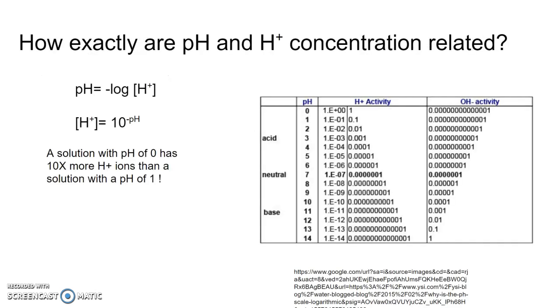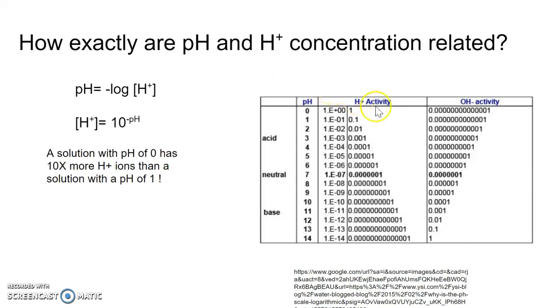Okay, so now that I've said that, let's talk about how pH and H plus concentration are related. These two formulas you should definitely write down. pH is equal to the negative log of the hydrogen ion concentration. And then the hydrogen ion concentration is related back, where it's 10 to the negative pH. Okay, so what does that mean?